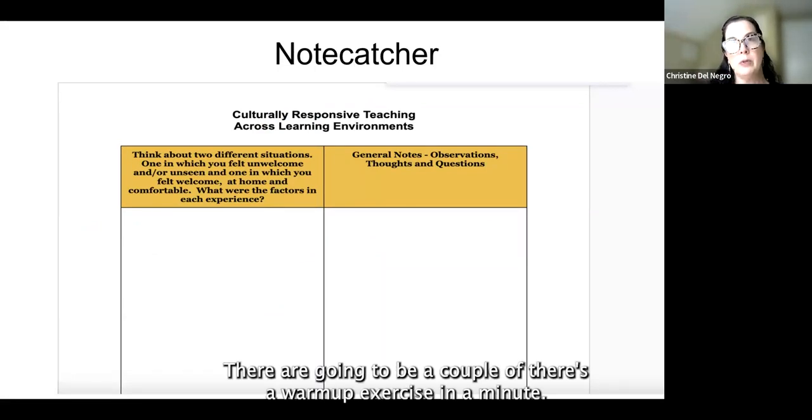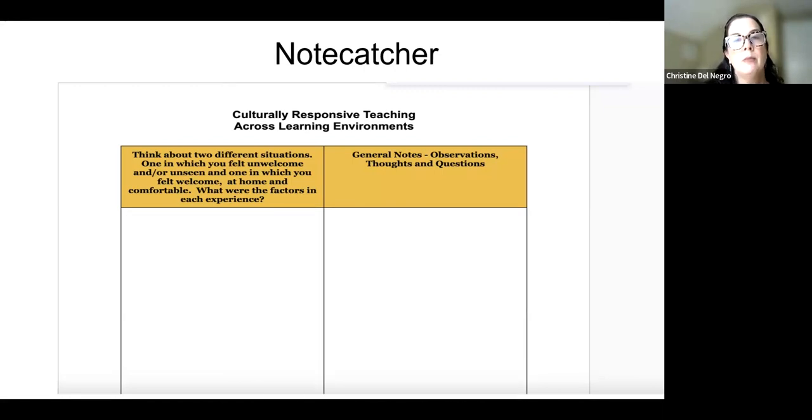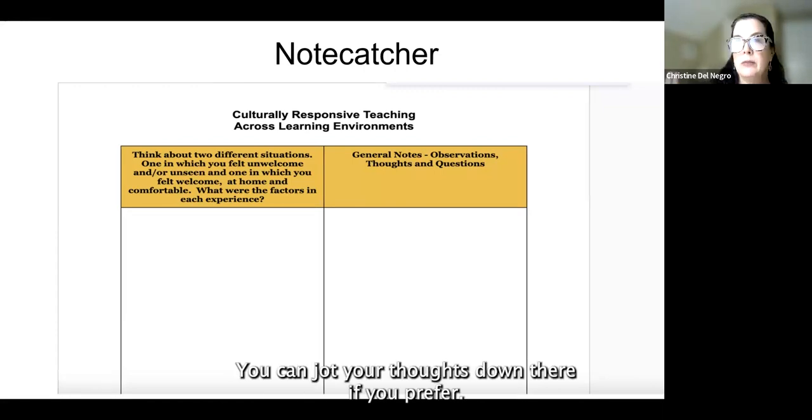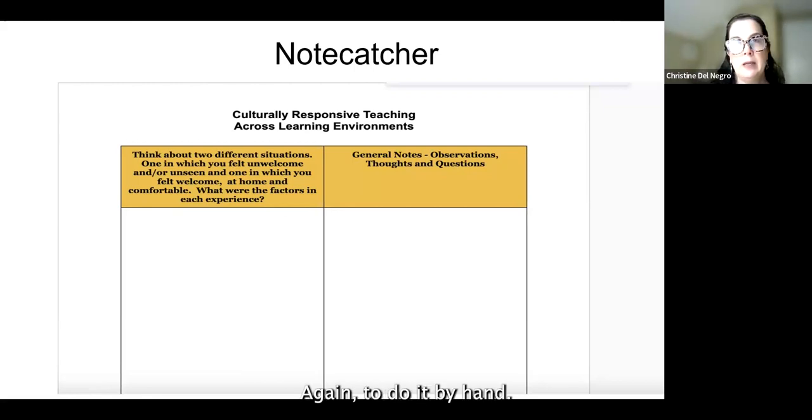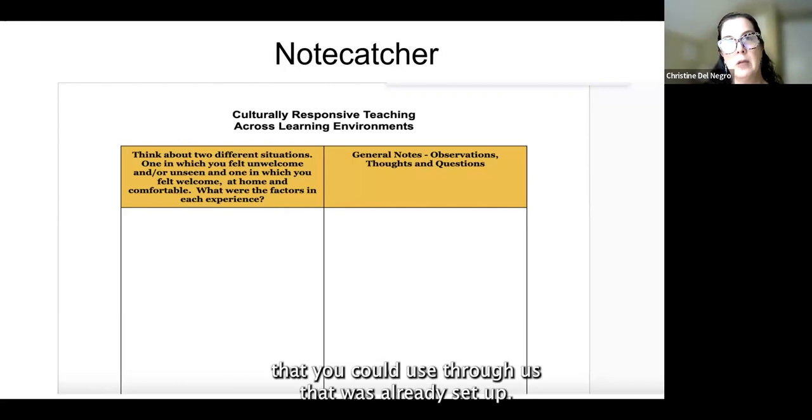There is going to be a warm-up exercise in a minute. You can jot your thoughts down there. If you prefer, again, to do it by hand, please do that, whatever works for you. But we wanted to provide something that you could use through us that was already set up.